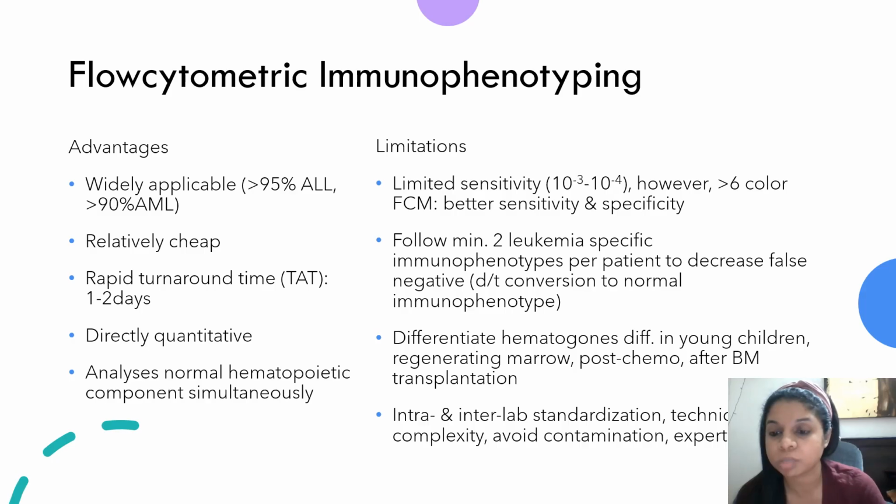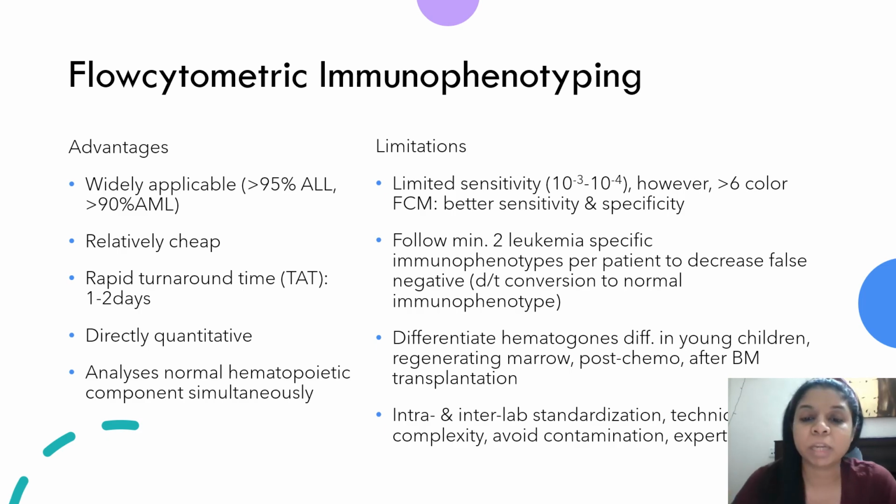Suppose we are combining two or three markers, and in that way you combine six markers, then for the leukemic cell which you are identifying, you can be more sure that it is leukemia, because we have used so many markers there. Okay, so that will be done simultaneously in flow cytometry. And then it is suggested to follow up a minimum of 2 leukemia-specific immunophenotypes per patient to decrease false negative tests.